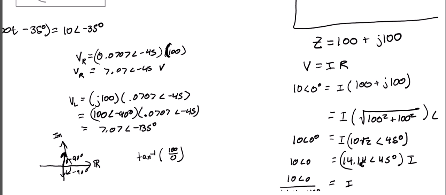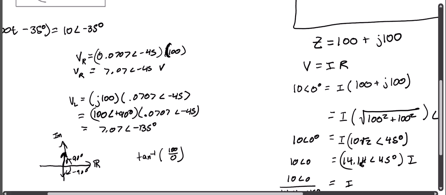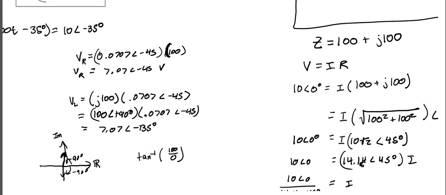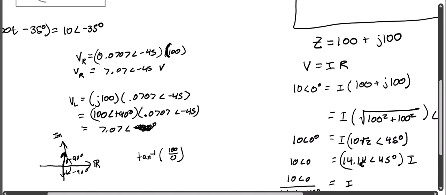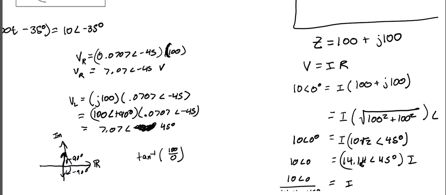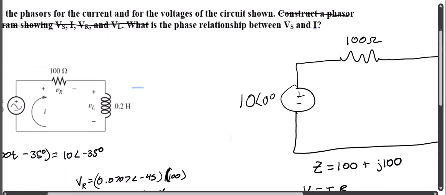Why is that negative 90? Because I make lots of mistakes like that, so I need you to keep an eye on me. It should be 90, yes. And so this should be positive 45 degrees. You have to keep an eye on me, especially when I don't have the right answers to check against.